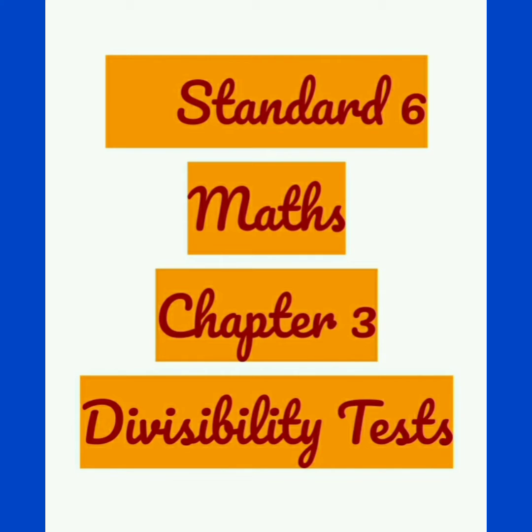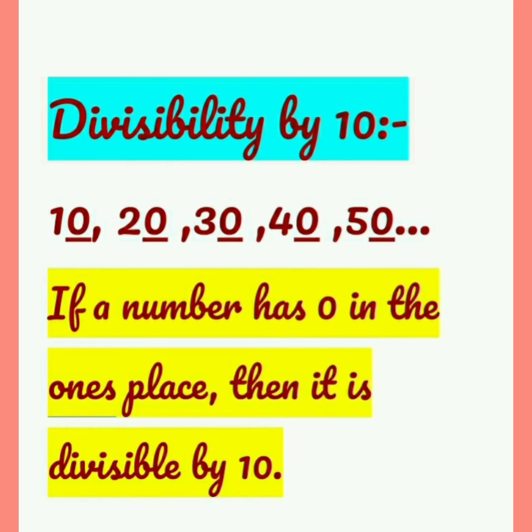So, first we will start with 10, that is divisibility by 10. Now, observe the numbers. These are all multiples of 10: 10, 20, 30, 40, 50, okay? All these numbers are multiples of 10 as you know. In other words, these numbers are divisible by 10. That is, when we divide these numbers by 10, we get 0 as remainder.